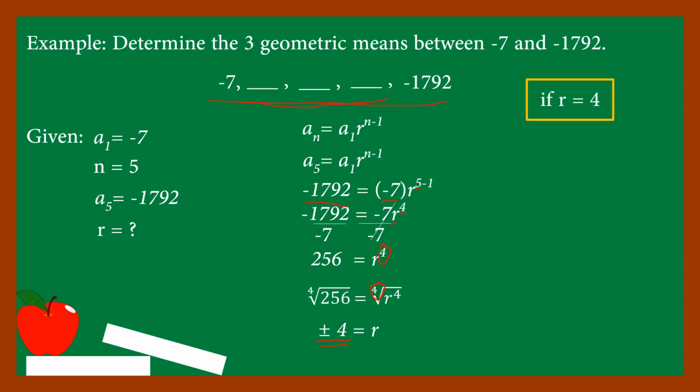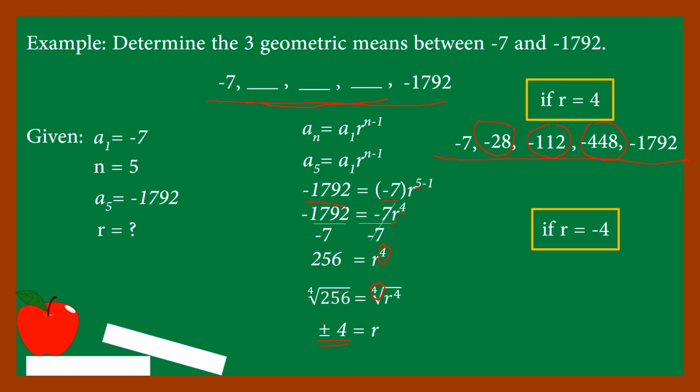Okay. So, if uunahin muna natin yung positive 4. So, if ang r natin is equal to 4, our sequence becomes negative 7 times 4, that is negative 28. Negative 28 times positive 4 is negative 112. Negative 112 times positive 4 is negative 448. Negative 448 times positive 4 is negative 1,792. So, ito yung pinakaunang possible answer natin. Okay? Therefore, yung missing na geometric means ay si negative 28, negative 112, at si negative 448. So, yun yung first na set ng answer natin.